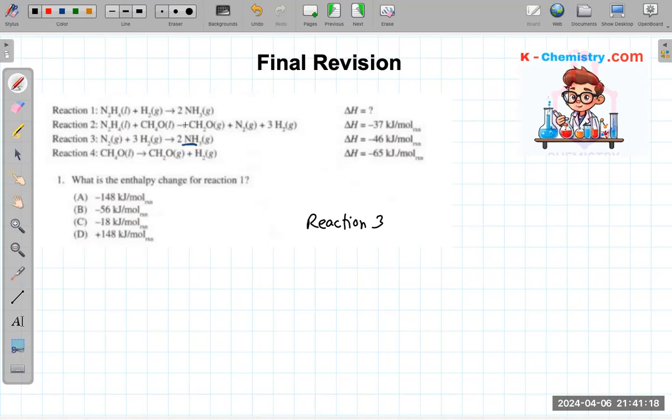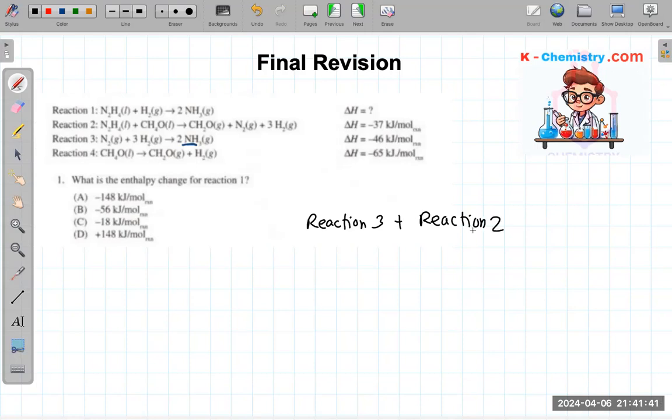Okay, what about equation 2? If I look at equation 2, I will find that there is N2H4 here and N2H4 here, the same number of moles. So again, I just have to add this one, reaction 2, as it is, and don't do anything else with it. So it is the same, reaction 2 as it is, without doing anything.